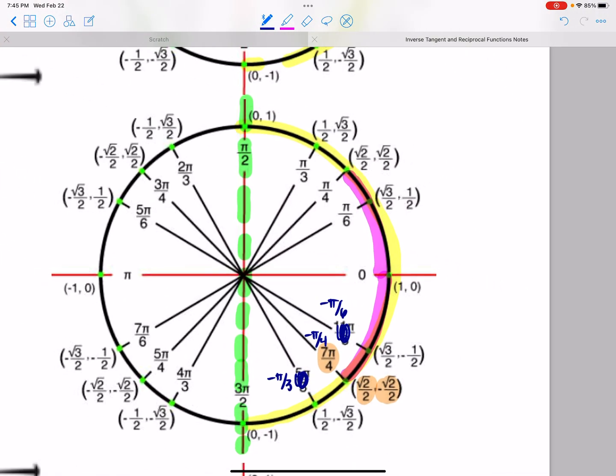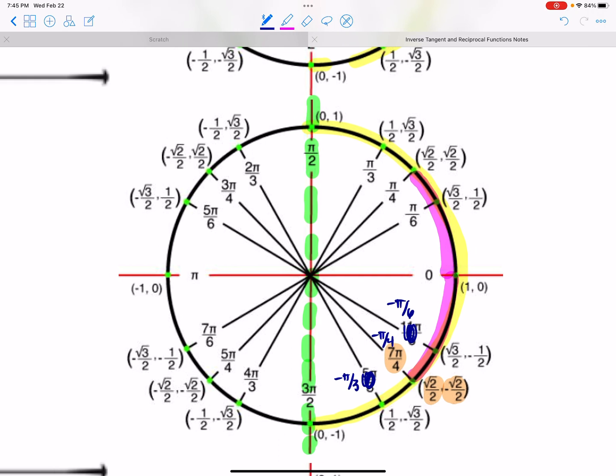You have to remember the result of dividing some of these things. We know that when we divide something by itself, we end up with a 1. Those are the easy ones. If I took my y value and divided by my x value here, radical 3 over 2 divided by 1 over 2, these are going to cancel and get us that radical 3 that we're looking for.